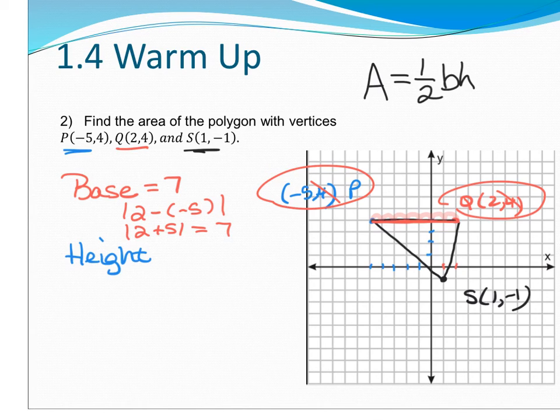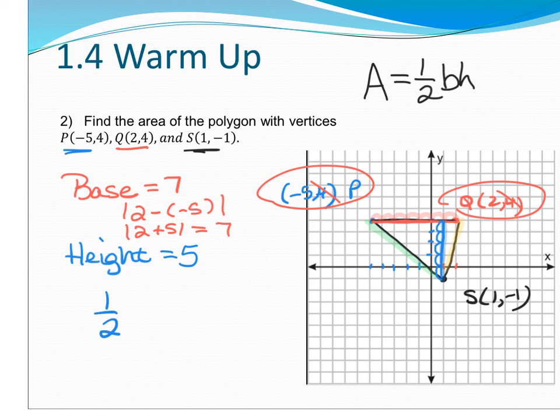Now to find the height, I do not want to use either of these sides because these are not perpendicular. So instead, what I'm going to do is figure out that my height actually goes from point S straight down to PQ. And because I'm drawing a vertical line, I can count the spaces. So 1, 2, 3, 4, 5. My triangle has a height of 5.